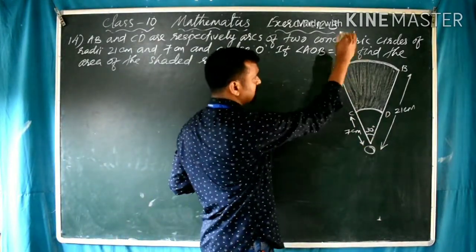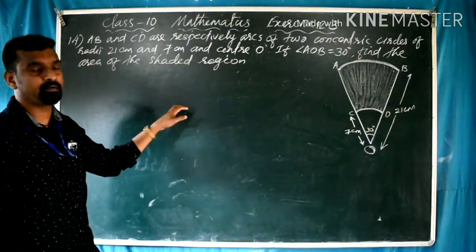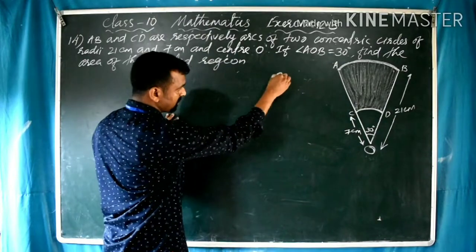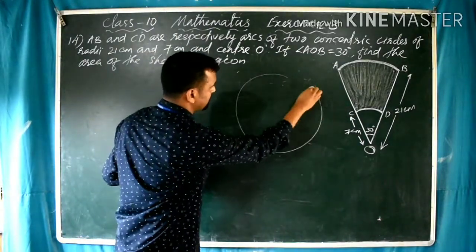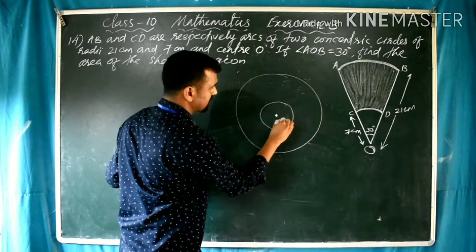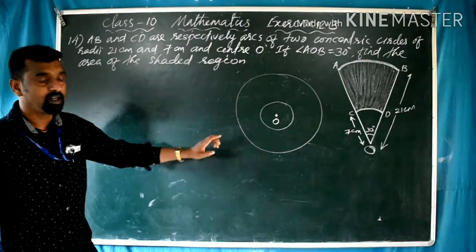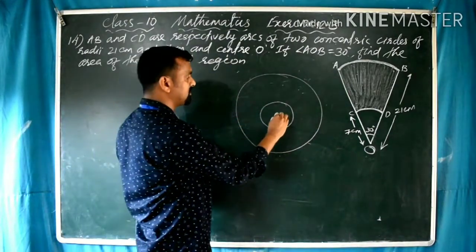What are concentric circles? Circles with the same center and different radii are called concentric circles. Just imagine that these are two concentric circles, that is, the same center but the radius is different.